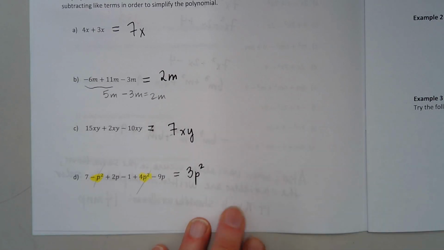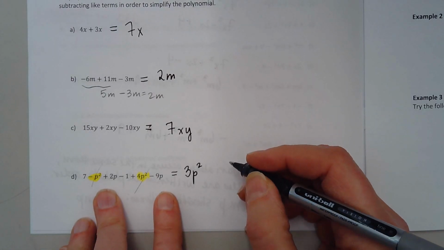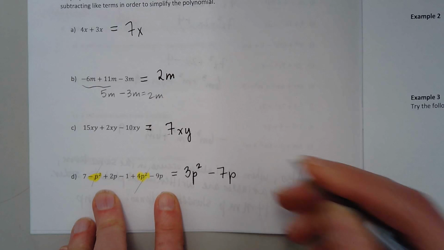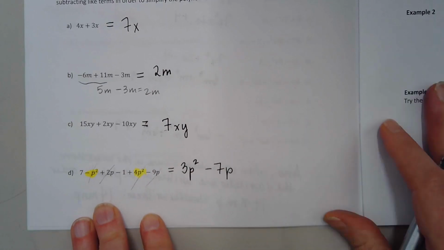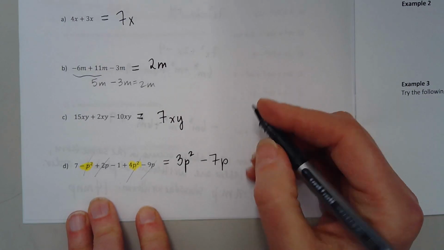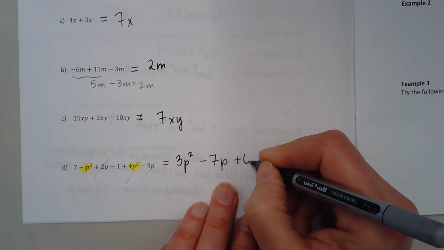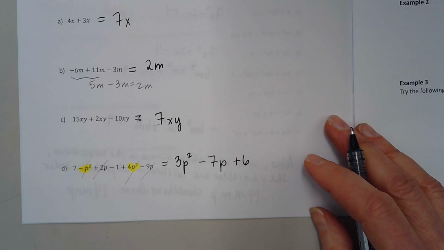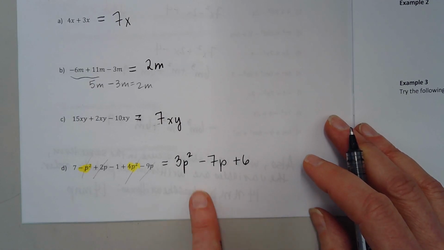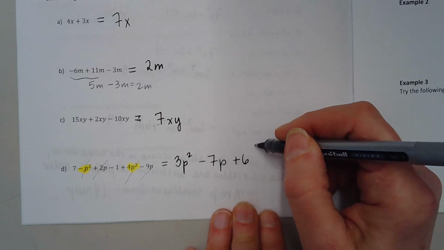2p and then 9p. Then I have a positive 2 and -9. What does that net? -7p. So those two guys are done. Sometimes when I have a huge polynomial, I just keep track of what I've worked through, like that. And then I have 7 minus 1, positive 6. Even if you did the 7 minus 1 first, in the end, you'd have to write it in proper order. So 3p squared minus 7p plus 6.